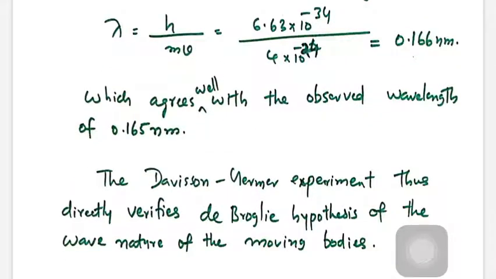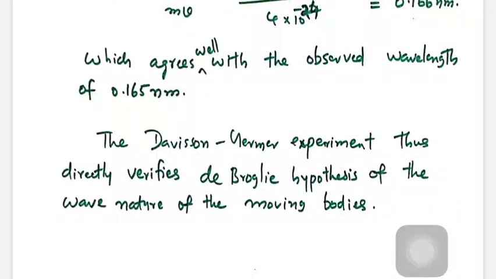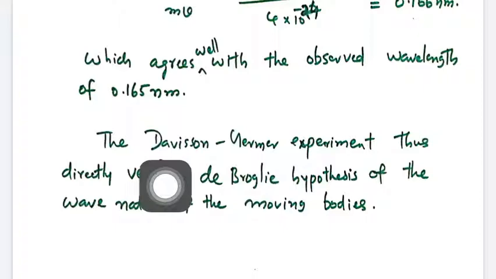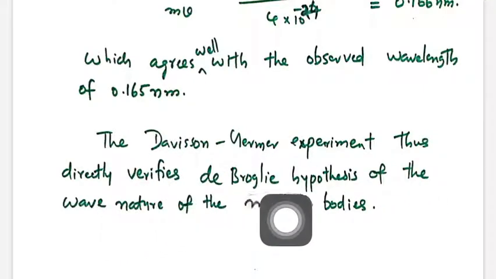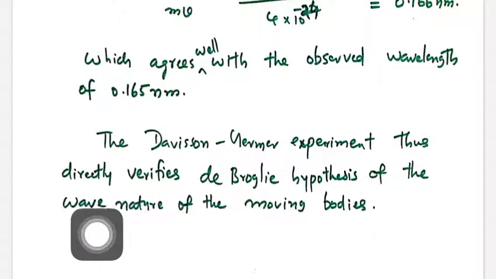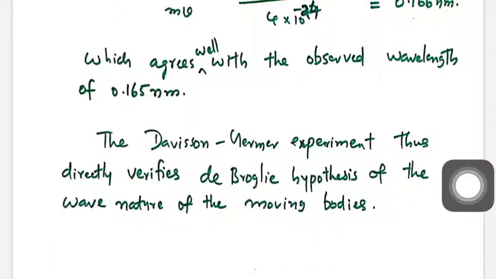So the Davisson Germer experiment thus very clearly, directly verifies the de Broglie hypothesis of the wave nature of moving bodies. So electrons definitely are behaving like a wave. That is clearly established. So the importance of the Davisson Germer experiment is that it directly verifies the de Broglie hypothesis of the wave nature of moving bodies.